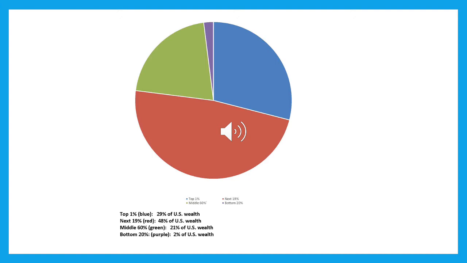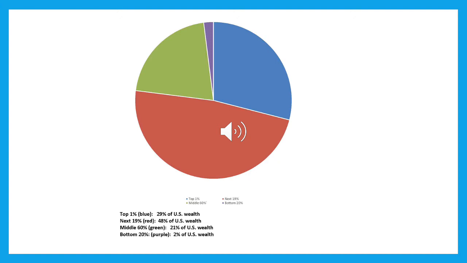And then this area in red represents the rest of the top 20% of earners. So the top 19% minus this 1%. And you can see that the 19% of the population represented in red owns 48% of U.S. wealth. This green area represents the middle 60% of American wealth owners. So the area in green represents the wealth owned by 60% of Americans, and the 60% of Americans in the middle own 21% of U.S. wealth.